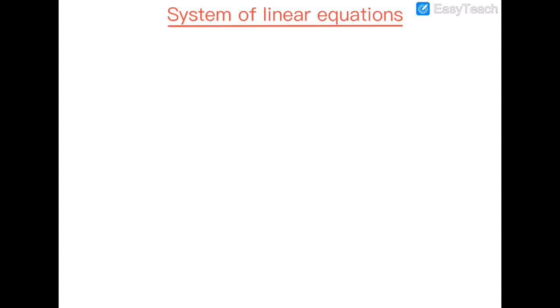So guys, from this video onwards, we will be focusing on first year engineering linear algebra topics. So our first topic in this series is system of linear equations.